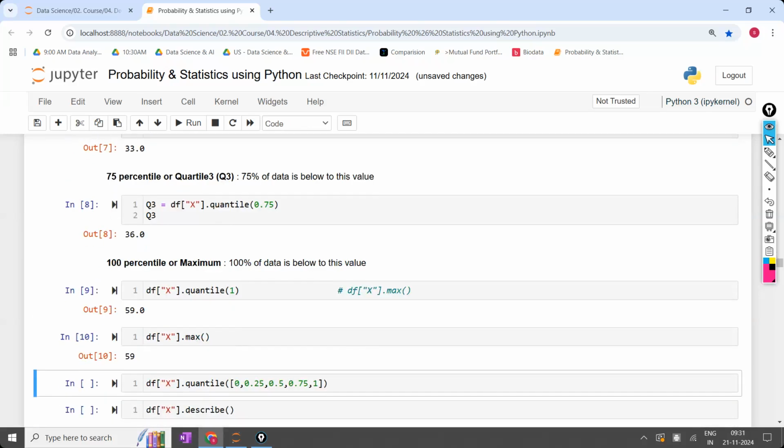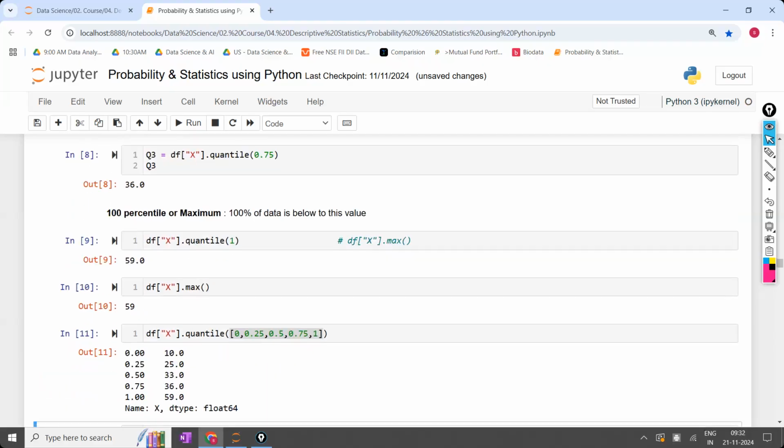Now, if you want to get all the numbers at a time, use df of x dot quantile, and provide the list of quantile numbers, that is 0 percentile, 25 percentile, 50 percentile, 75 percentile, and 100 percentile. So you can get the entire thing in the given data set in a single shot. You can even get the value for the 10 percentile, 15 percentile, 20 percentile, anything you can get. Particularly, why we are considering the 25 percentile is that it is called quartile 1. Even the 23, 15, or 18 percentile you can calculate, but particularly 25 is quartile 1.